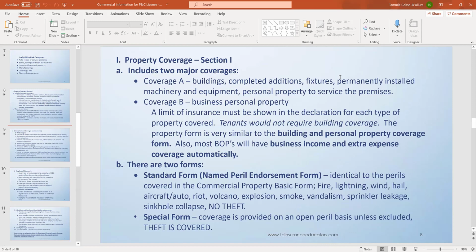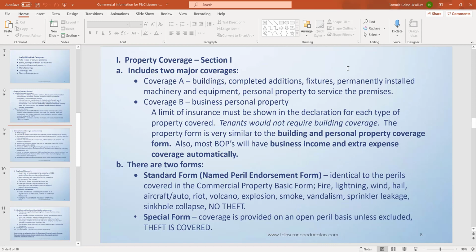Now, Coverage B is business personal property, and a limit of insurance must be shown in the declarations for each type of property. Tenants, of course, will not require building coverage. The property is very similar to the building and personal property coverage form. And these BOPs also have business income and extra expense. If you haven't gone over those forms yet, we'll do that in a separate module for your commercial property. But your BOP has a lot of great coverages for a little bit of money.